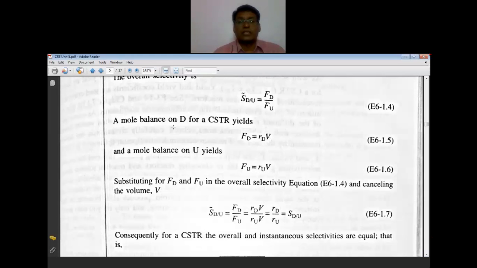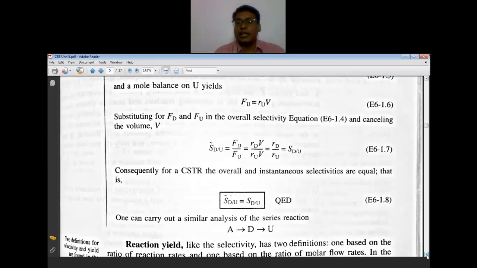So the mole balance on D gives FD equal to RD times V, and the mole balance on U gives FU equal to RU times V. Then substituting for FD and FU in this ratio of overall selectivity, we get RD V upon RU V, which is equal to RD upon RU, which is nothing but SDU. Consequently, for a CSTR, the overall and instantaneous selectivity are equal, and that is nothing but RD upon RU. This is the situation for a CSTR.